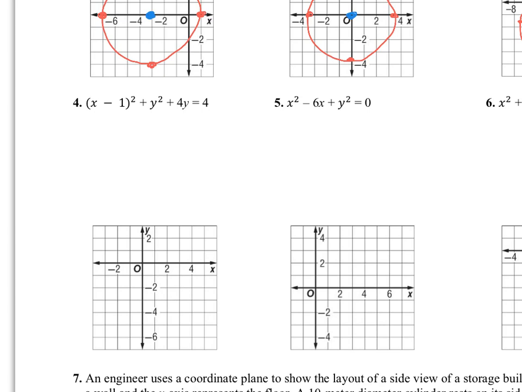So for number 4, they already completed the square for the x's, but they did not do it for the y's. Alright, so we see the b value is plus 4, divide that by 2, makes 2, and square 2, you get 4. So we add a 4 here, and we have to add 4 to the other side to keep it balanced.